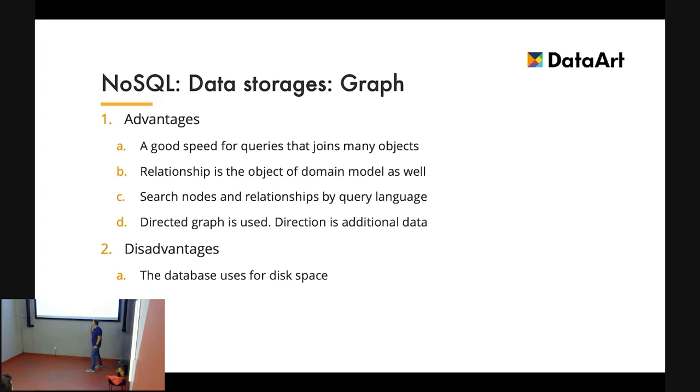What are the advantages again? It is good speed for queries that join many tables, and it is true. A relationship is another object of your domain. In this way, you can map part of your domain to the relation. You can search nodes and relationships by query, and this is very useful. As I said, all graphs in databases are directed, and this way direction is an additional source of data, and you can manage it.